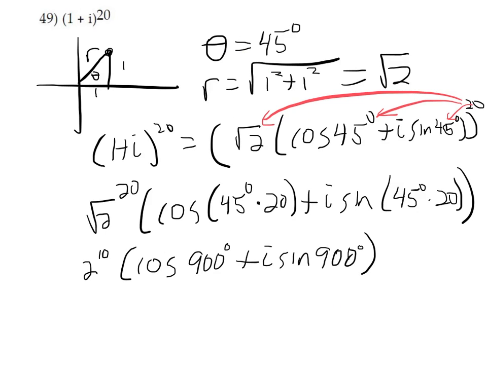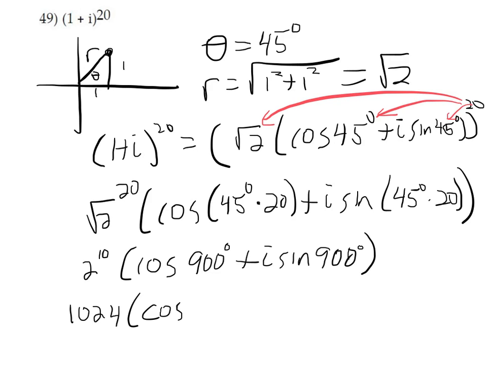2 to the 10th, that's 1024. And what is cosine 900 degrees? So we have to figure out the reference angle for 900 degrees. So we just add up 360 a couple times. 360 plus 360, that would be 720. And then 900 minus 720, that would be 180. Great, so the reference angle is 180 degrees.